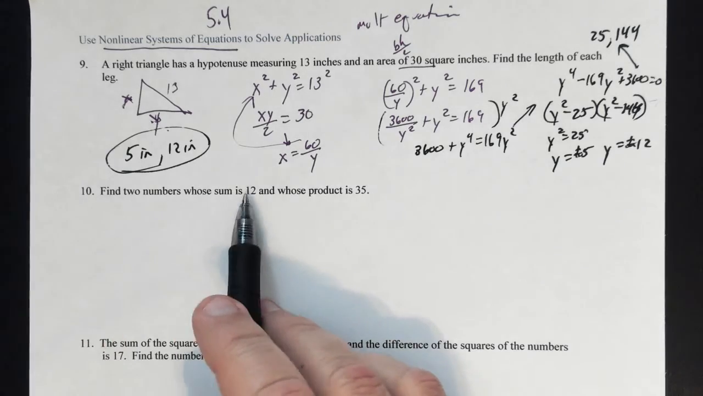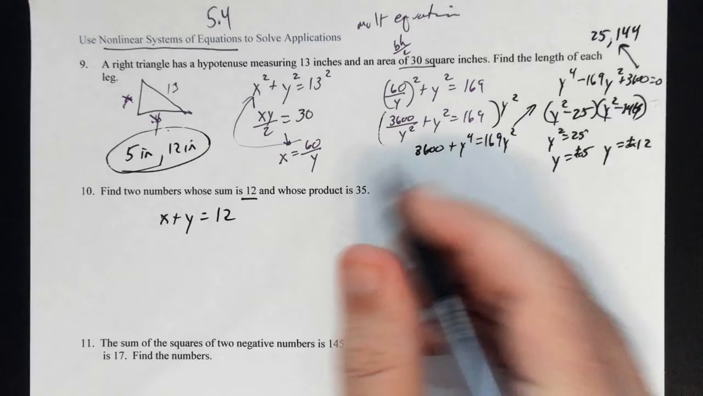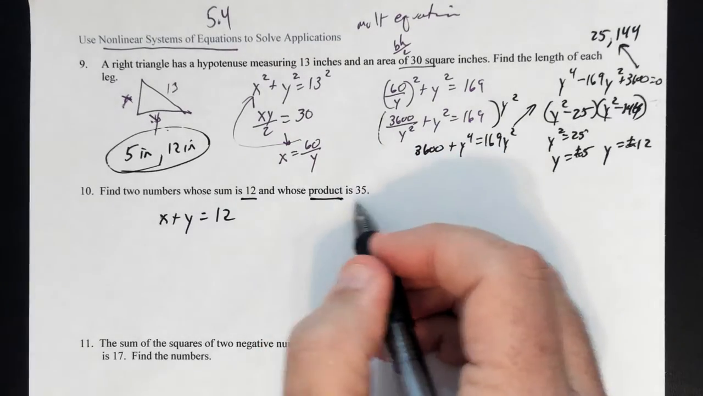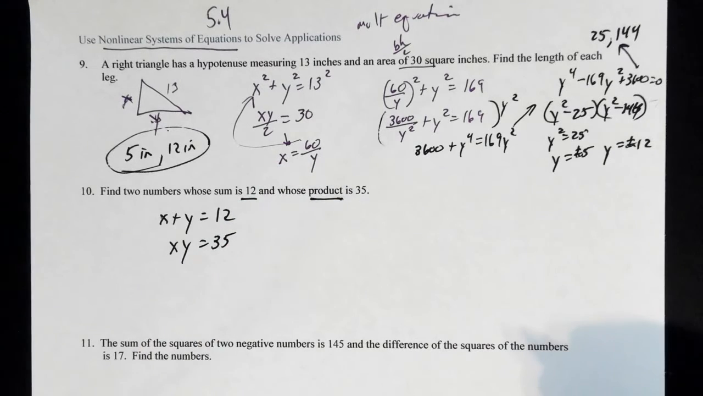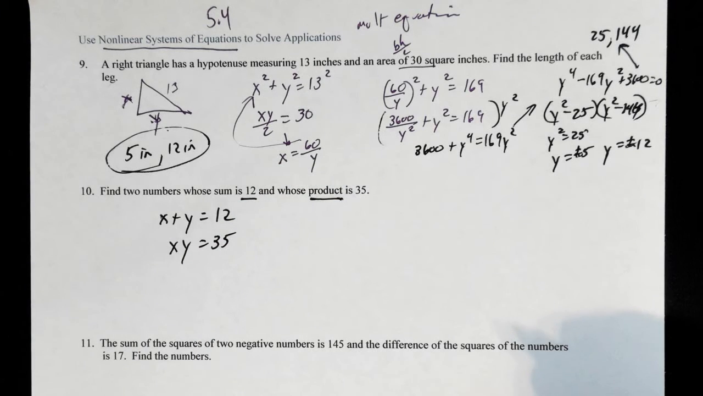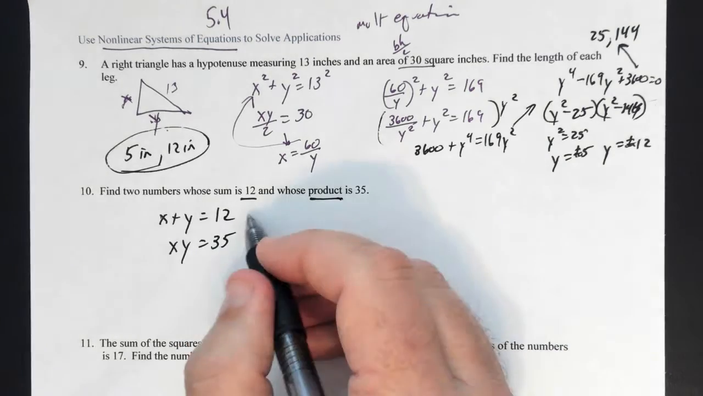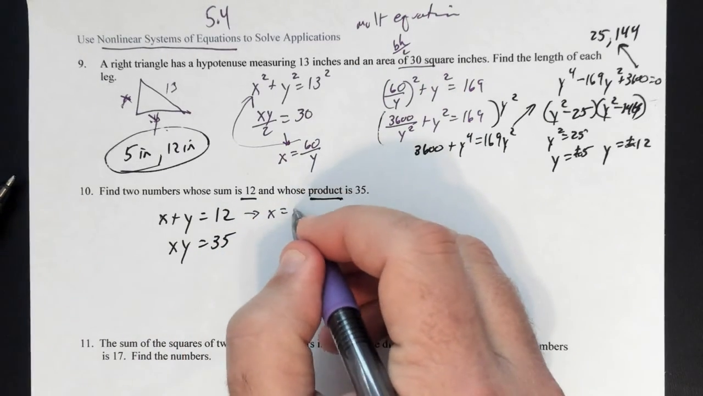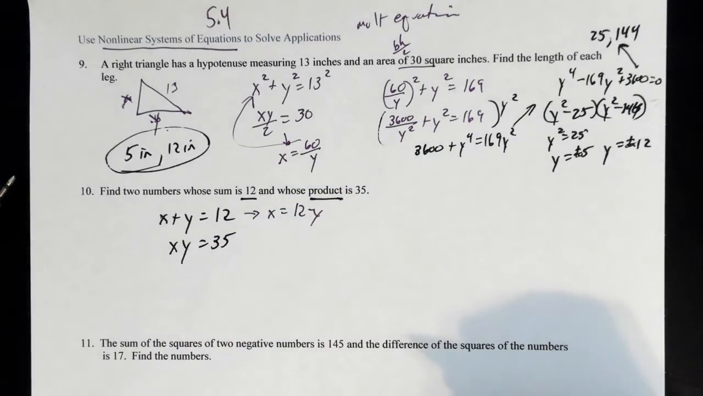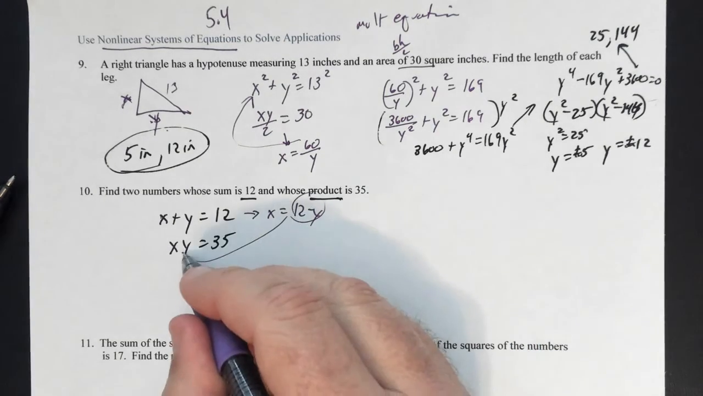Okay, so kind of use that same method here. Find two numbers whose sum is 12. So, x plus y has to equal 12. But their product, x and y product, is also 35. X times y is 35. Now, we're going to solve. You can get the fraction and plug it in, but I think it's easier if I don't have to have a fraction. I'm going to say x is equal to 12 minus y. Move the y over. And then I'm going to plug it in for here.